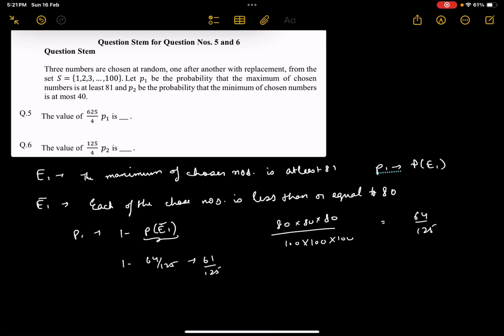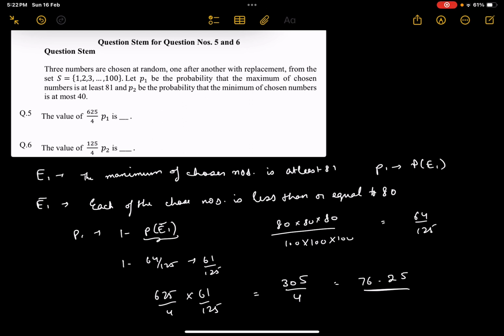And so the value of 625 P1 becomes this into 5. These are 305 by 4, which is 76.25. So this is the answer.